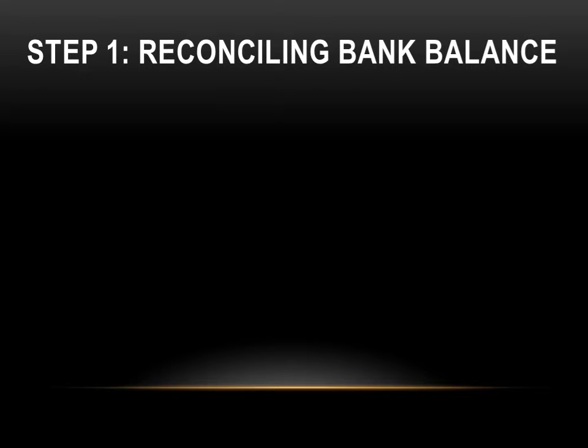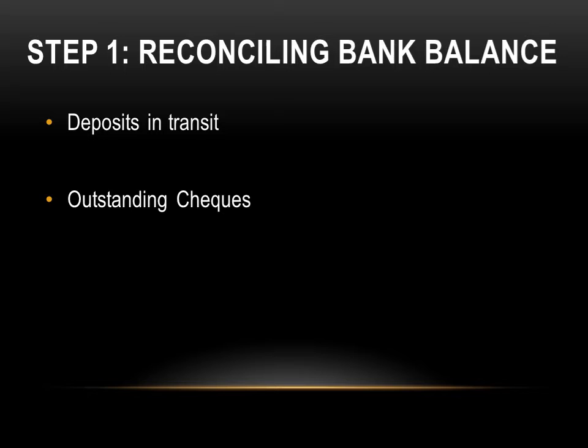Okay, now into the nitty-gritty of what a bank reconciliation really is. Step 1, reconciling the bank balance. This is all about deposits in transit and outstanding checks. Deposits in transit are plussed onto the bank balance because they're a deposit made by the company, but it's not actually been cleared on the bank statement yet. And an outstanding check is essentially the opposite of this, so it's minus.